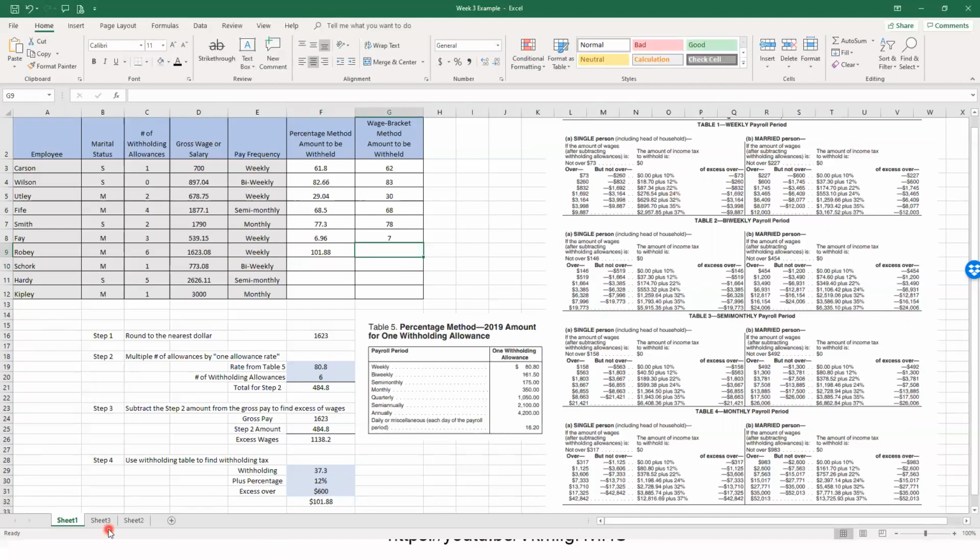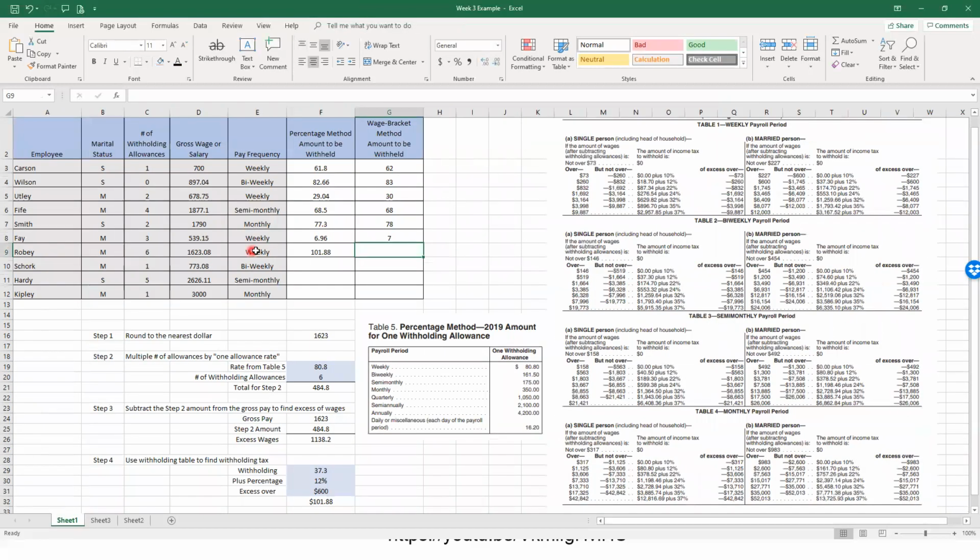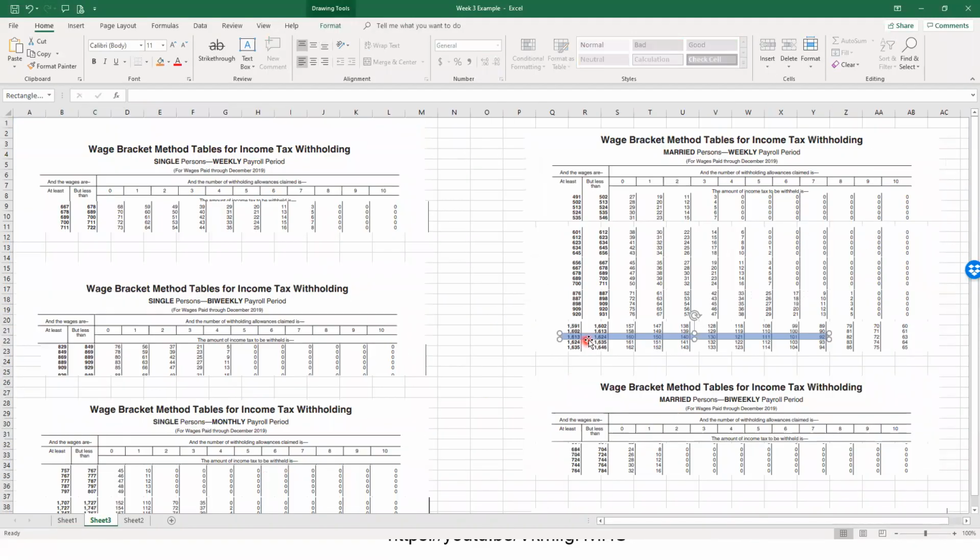We've got married weekly person with wages that are $773. Oh, no, sorry, $1,623. Married weekly wages of $1,623. Okay, so that's right, $1,623, and has 6 allowances. So all the way over here onto 6, we come down to that matching line, and it's $101.